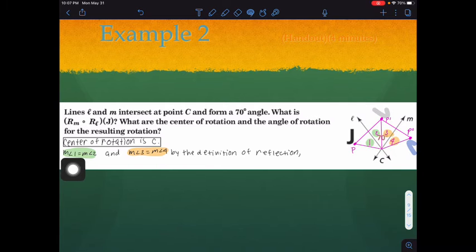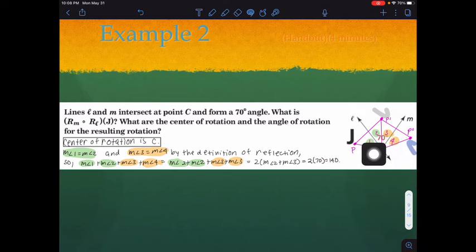We know that the measure of angle 1 is equal to the measure of angle 2 and the measure of angle 3 is equal to the measure of angle 4 by the definition of reflection. So here we have angle 1 and angle 2. By the definition of reflection, we know that the angle measures are preserved, so the measure of angle 1 is going to equal the measure of angle 2. Here's angle 3 and angle 4. The same applies here, so the measure of angle 3 is going to equal the measure of angle 4.